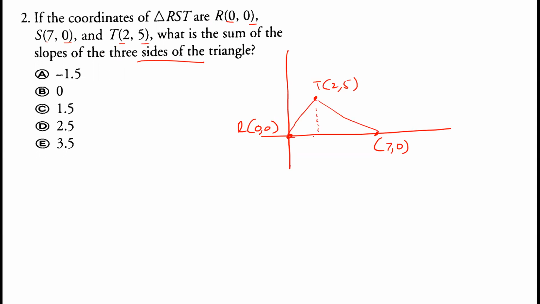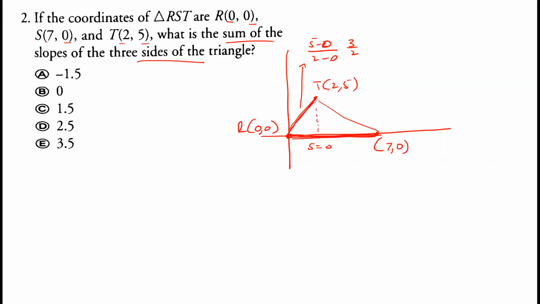Now we need to find out the sum of the slopes. So one thing for sure, the horizontal line, the slope would be 0. Now we want to find out this slope. Now this would be a positive slope. So these are the 2 points. So this slope would be 5 minus 2 divided by 2 minus 0, that is 3 by 2, or we can say 1.5.